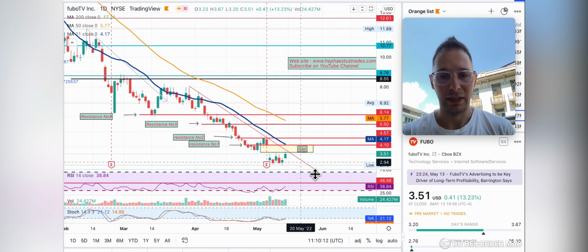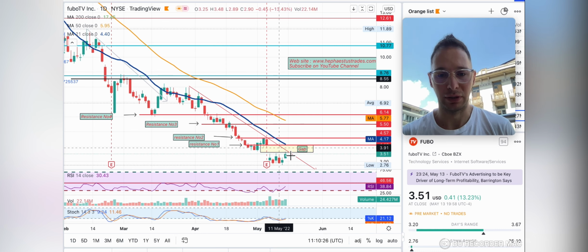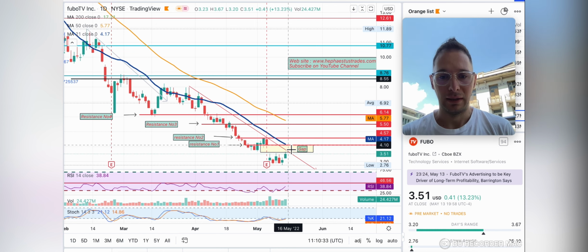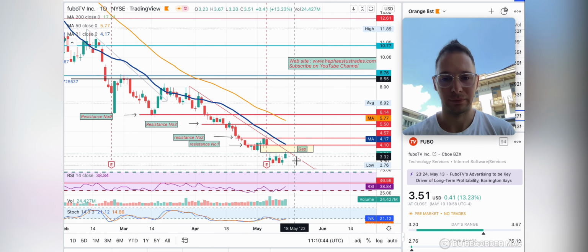Also we have here a downtrend line. We will see what happens today or tomorrow at these levels, if we close above that line, or shape a candle and close again at these price levels.